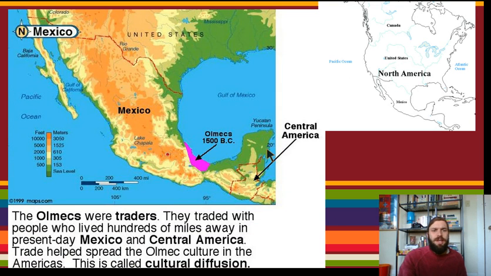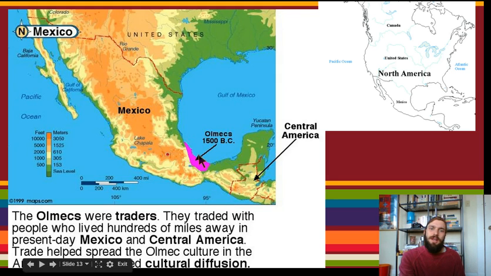Now, I want to look at this text down here. The Olmecs were traders. They traded with people who lived hundreds of miles away in present-day Mexico and Central America. Trade helped spread the Olmec culture in the Americas. This is called cultural diffusion, a very important vocabulary term. Okay, cultural diffusion means that when the Olmecs went and they were trading with other peoples around them, they say, hey, I got some corn, I got some tools, and those other people would say, hey, I like this corn and I like these tools, I'm going to use them, but you know what I really like is that stone city you got. I want to do that, right? Maybe religious ideas, that God that you have. I really like that. I'm going to copy that, okay?